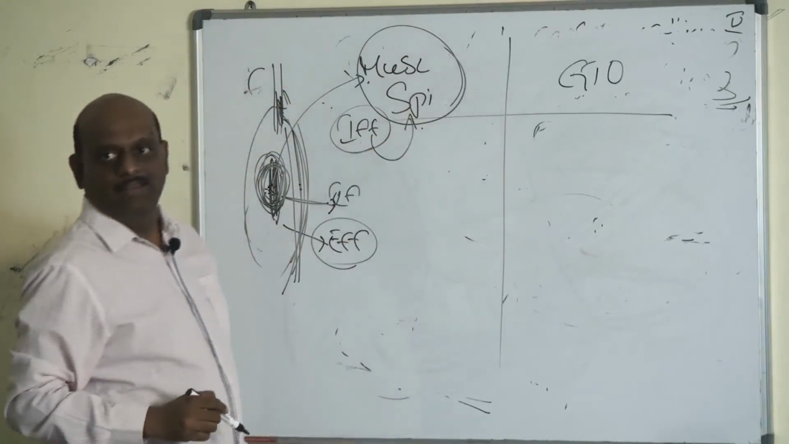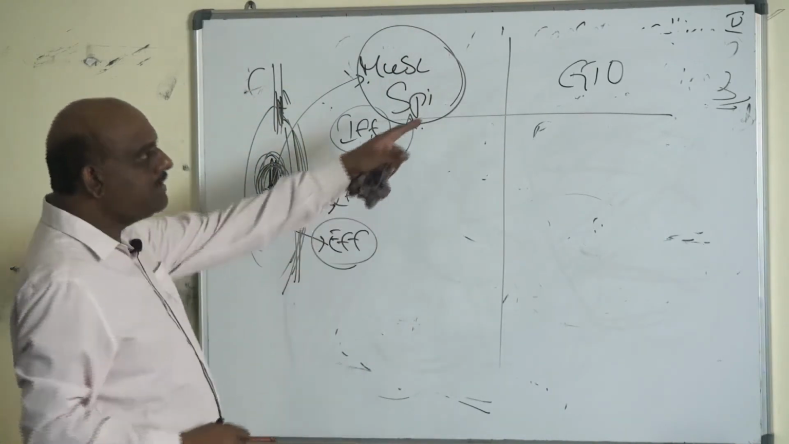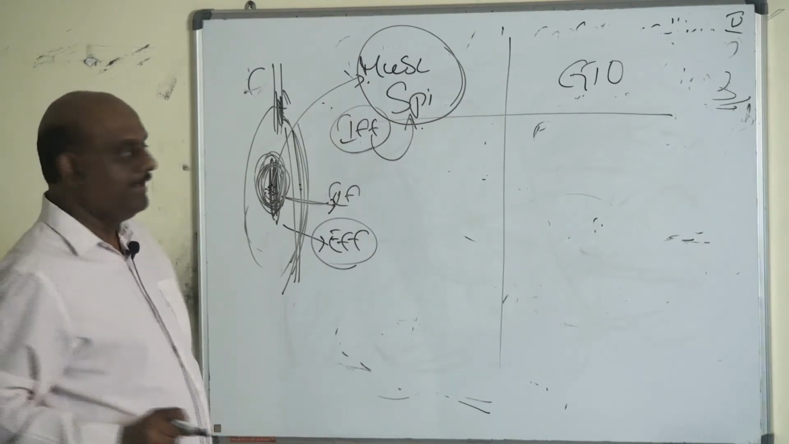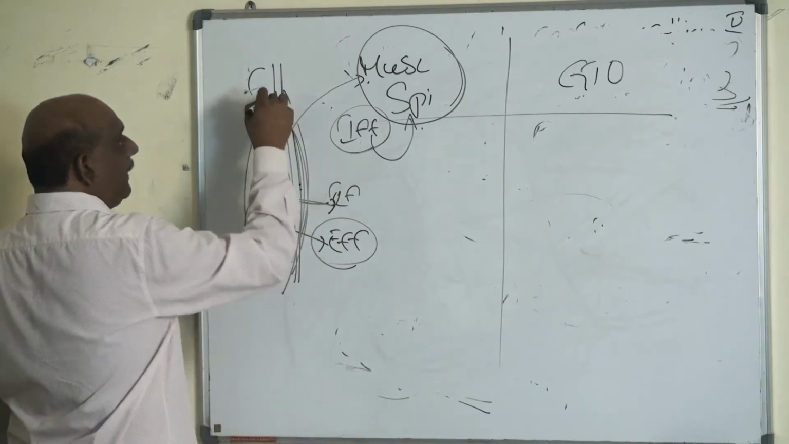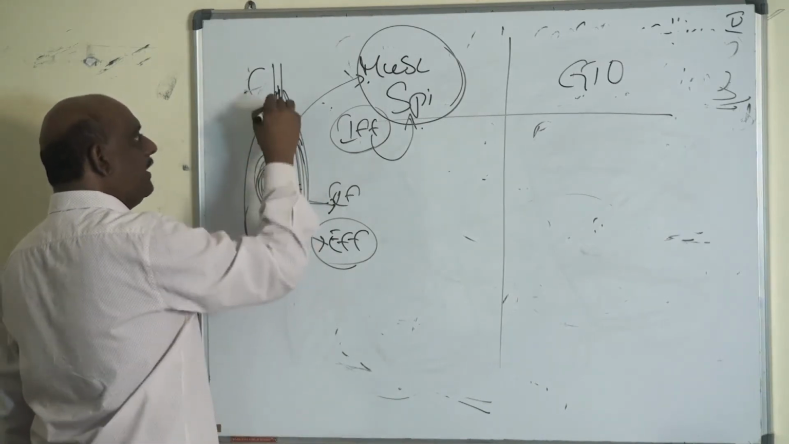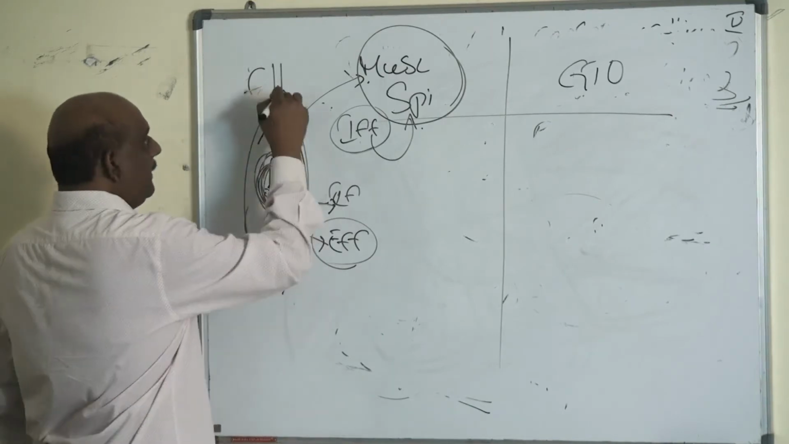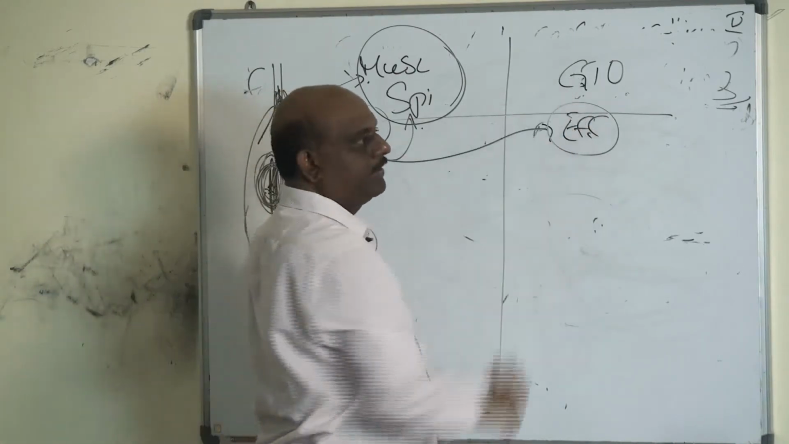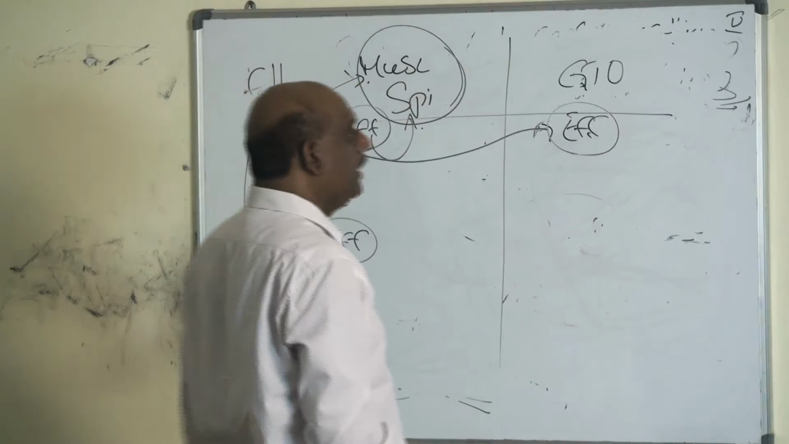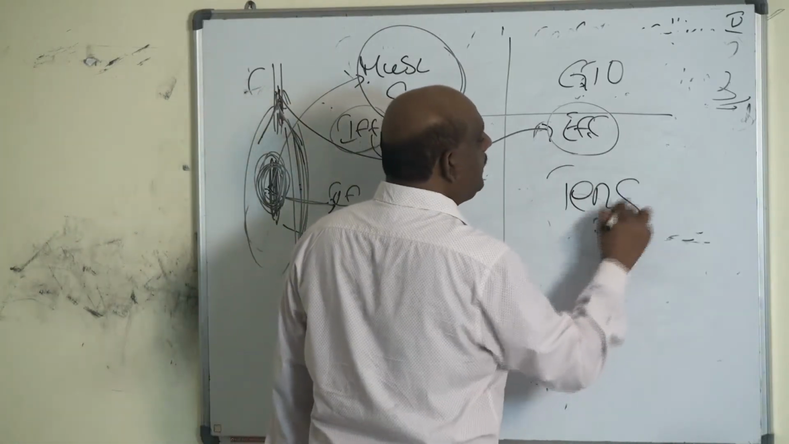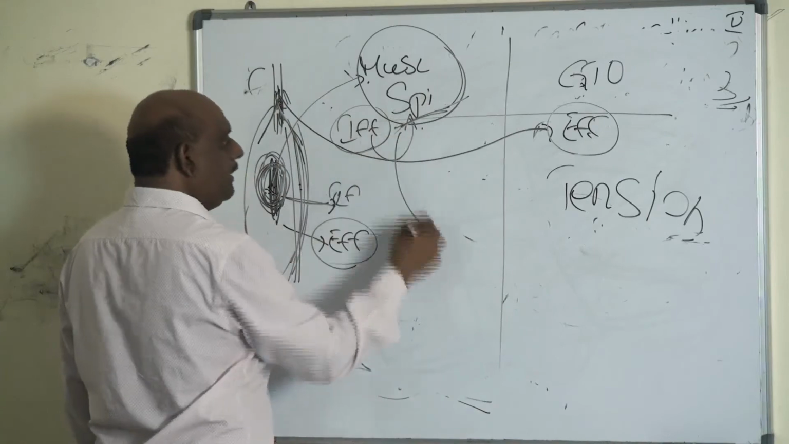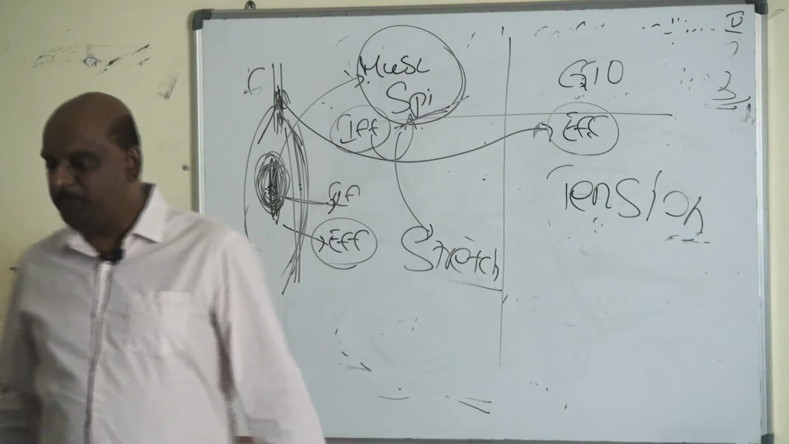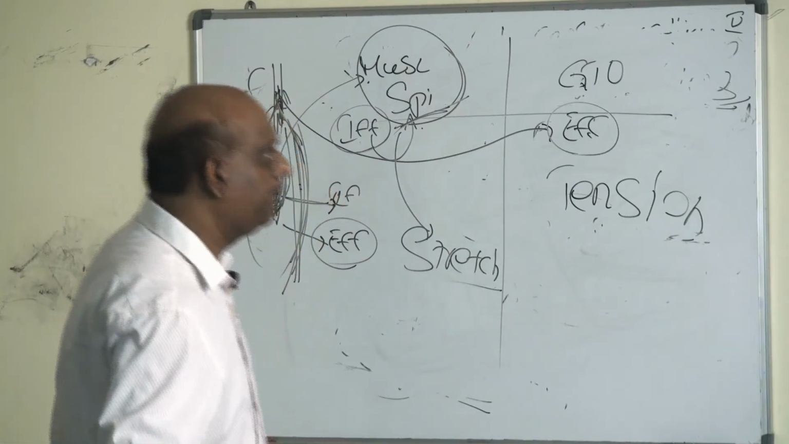Then where is the Golgi tendon organ? Golgi tendon organ is basically a capsular structure, and at the point where muscle is attaching with the tendon, extrafusal fibers are the ones which form the Golgi tendon organ, and they detect the tension. What does muscle spindle detect? Stretch. This is very, very important for you to remember.